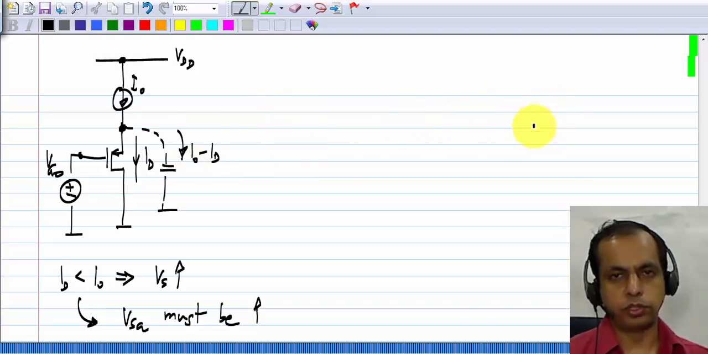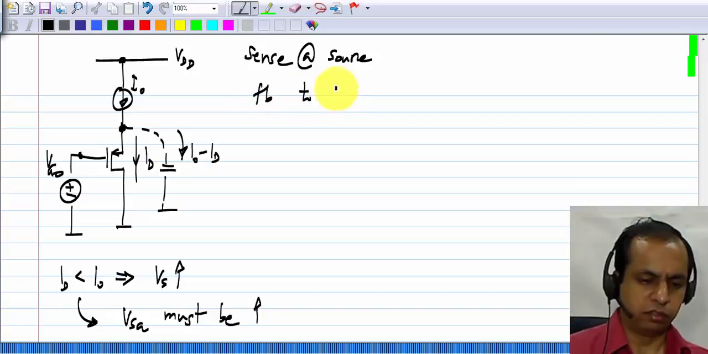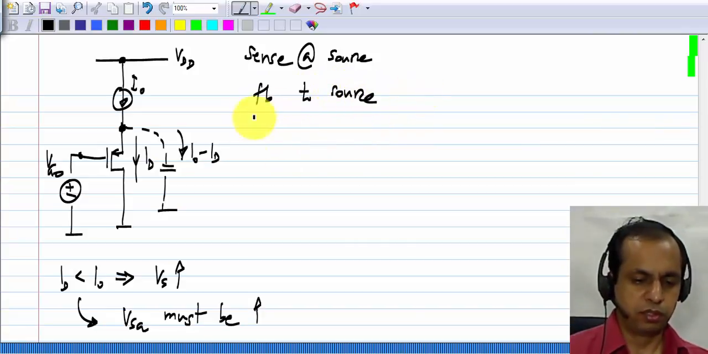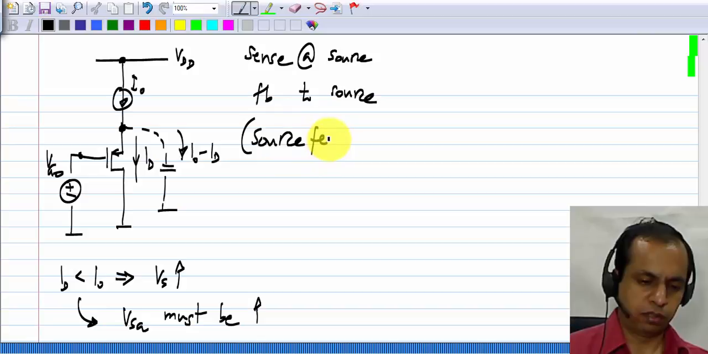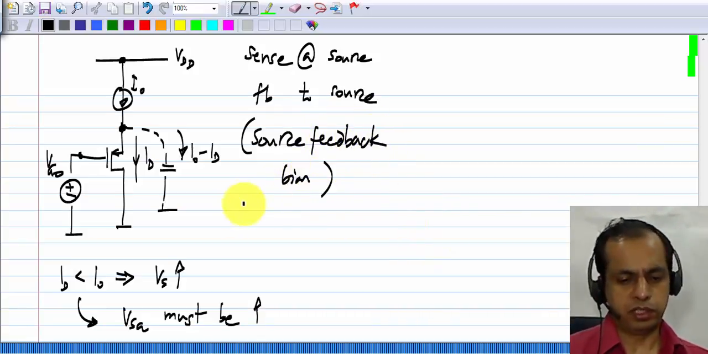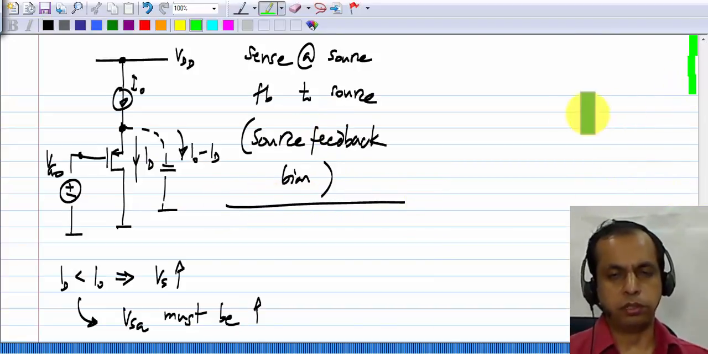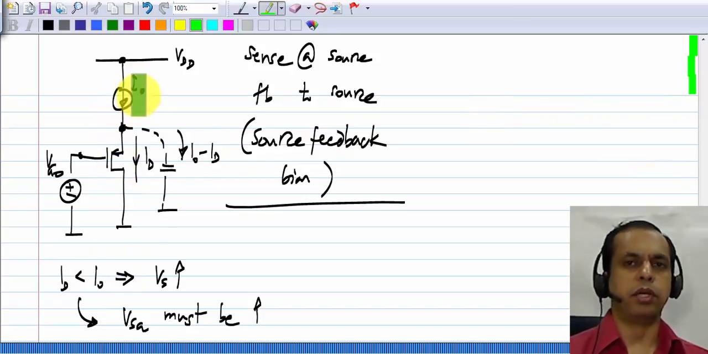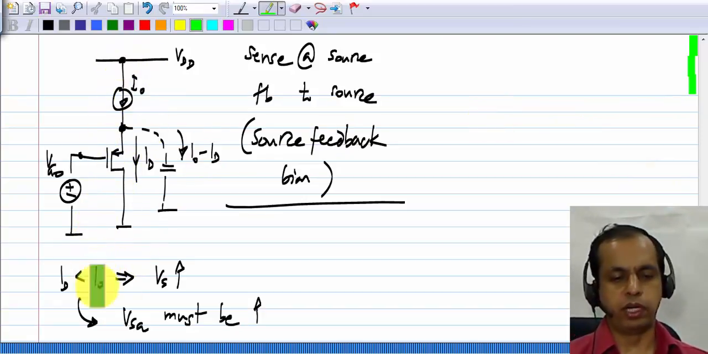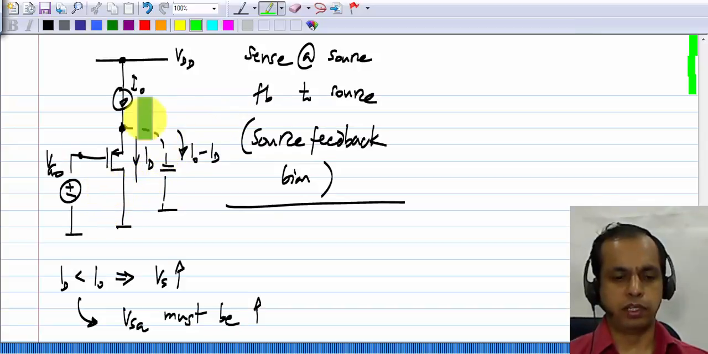So that is source feedback biasing, or sense at the source and feedback to the source. Source feedback bias with a PMOS transistor. And then using the usual procedures, we can turn this into any kind of amplifier. We have to have this picture for the biasing arrangement, and the input source and the load must be connected to appropriate places for realizing an amplifier.